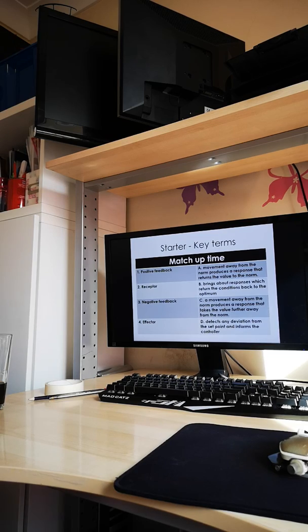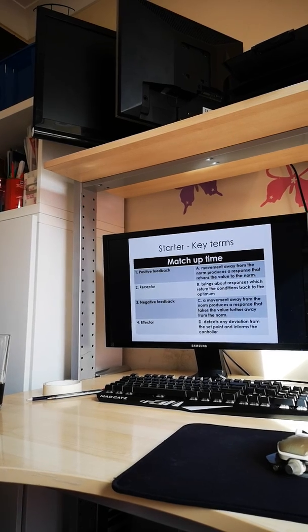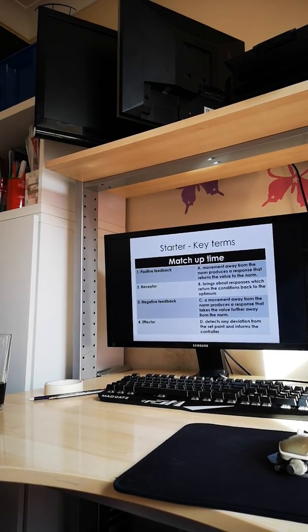First task is a match up. You'll need your keynotes to complete this. So there are 4 key terms, 2 which you're already familiar with from the nervous system, receptor and effector, but 2 brand new key terms, positive feedback and negative feedback.